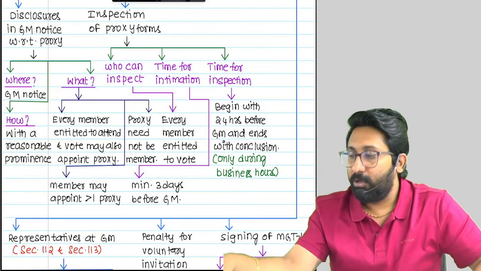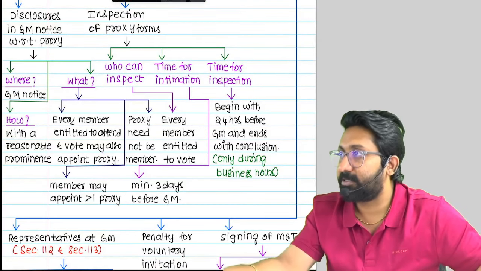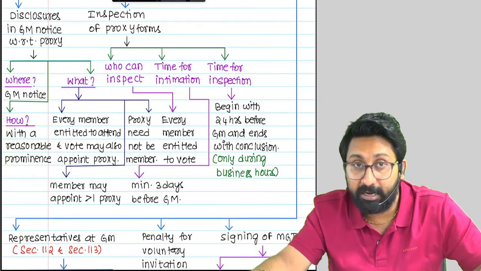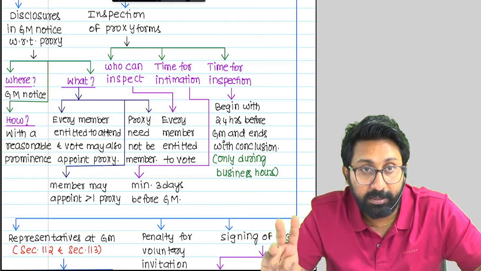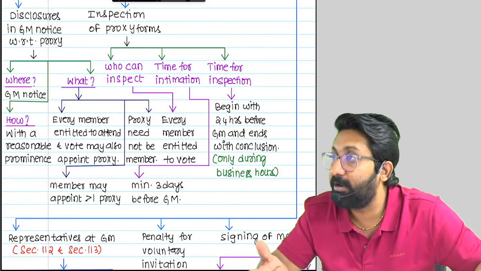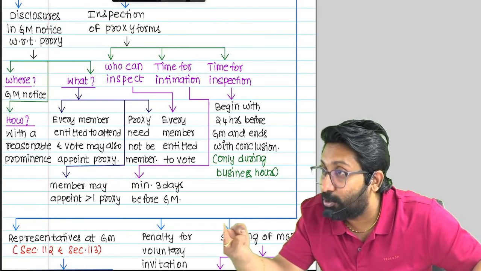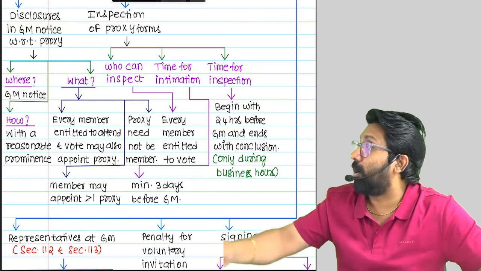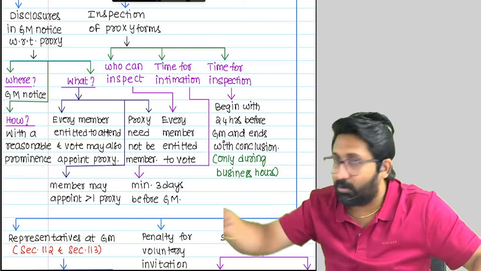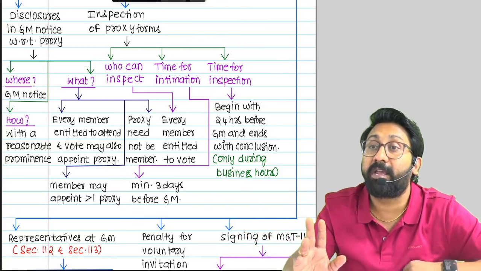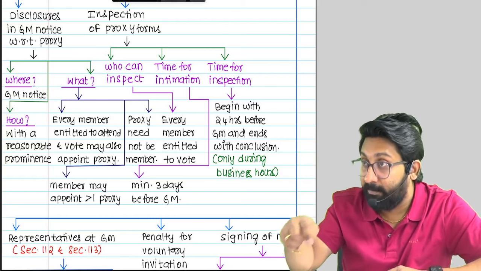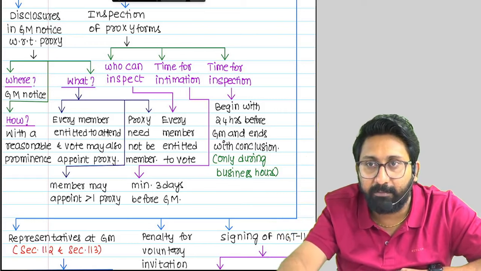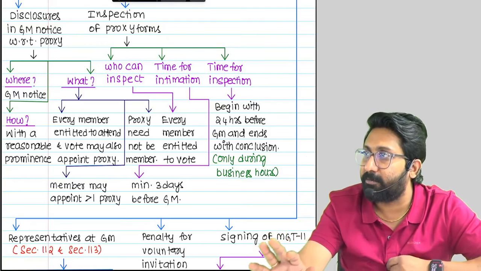Listen, you can inspect the proxy forms, not by coming directly. 3 days in advance, you need to first intimate the company. How many days? 3 days advance notice you have to give. Everyone repeat, how many days? For example, you want to inspect today. Directly, you can't come today and inspect. You have to give intimation to the company that you are going to come today. How many days before? 3 days before, you need to inform the company. I am going to come for inspection. Give me the proxy forms.